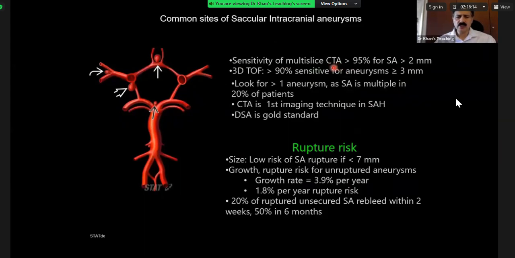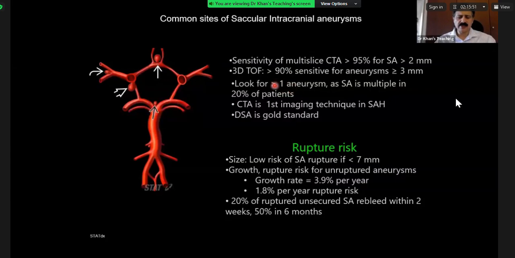CTA these days is the investigation of choice. CTA is sensitive up to 95% for 2 millimeter aneurysms. Time of flight MRA is not bad, by the way, 90% sensitive for 3 millimeter aneurysms.